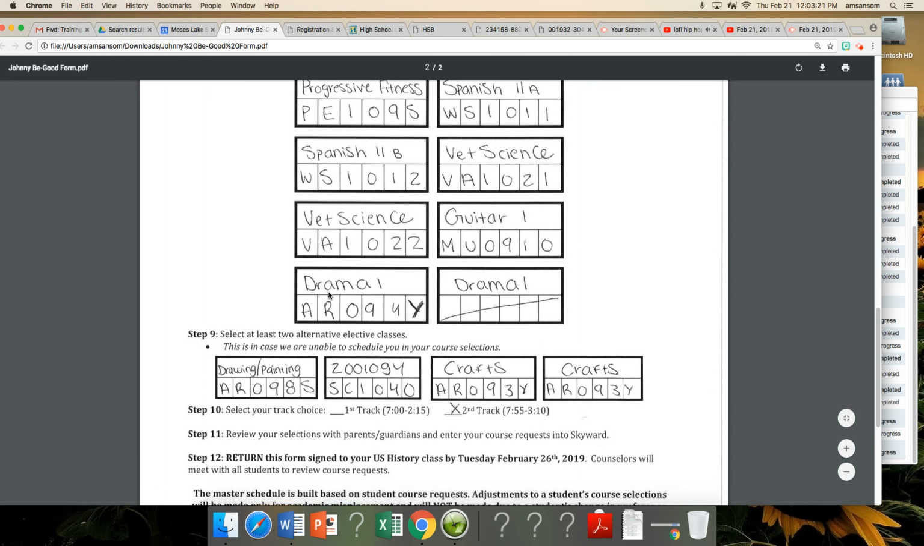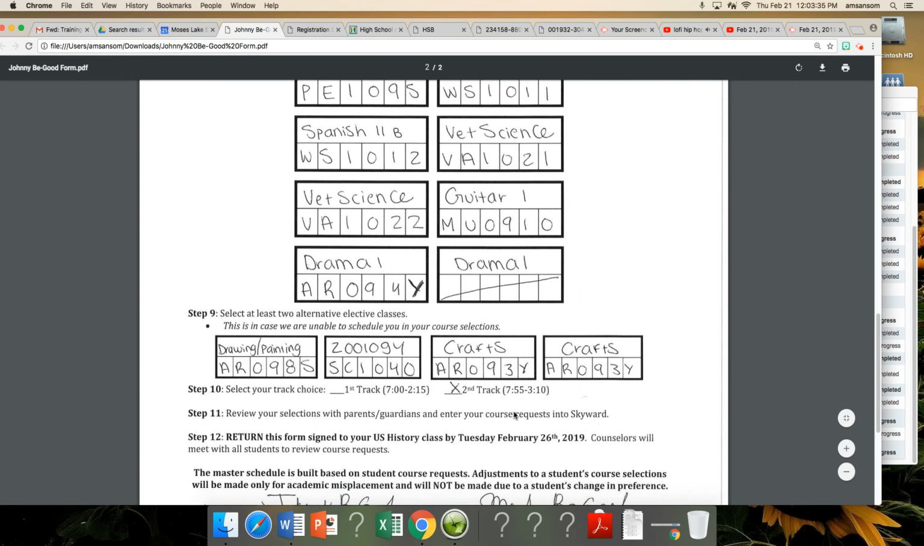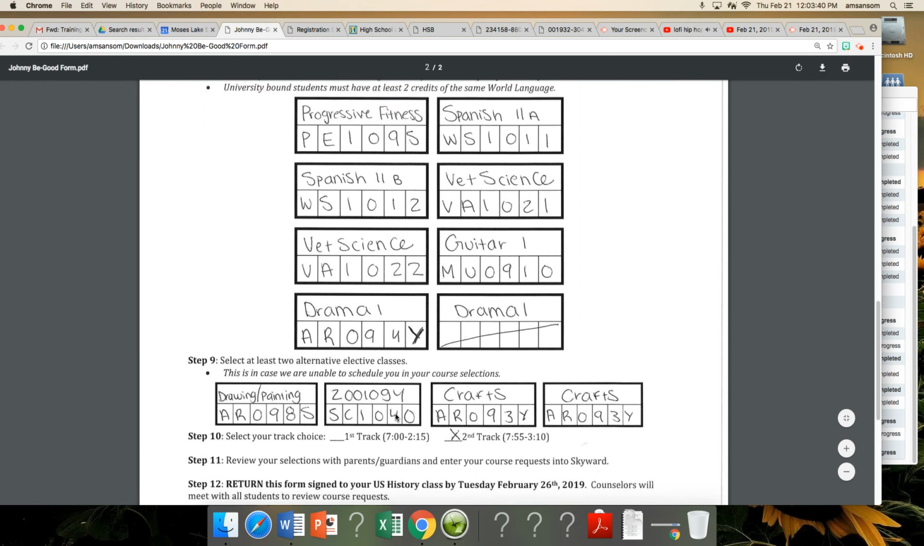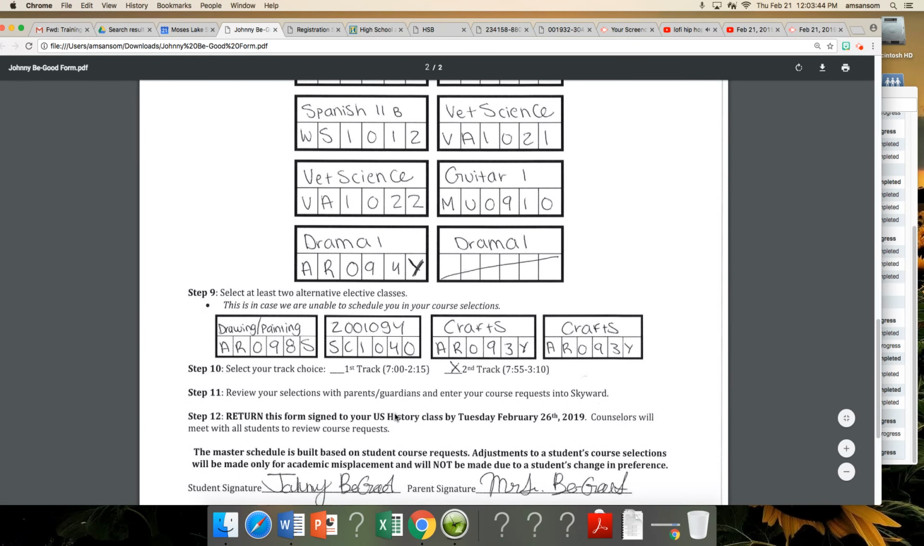Next is step 10. So step 10, he's going to select his track choice. So Johnny doesn't dig being here at 7 o'clock in the morning. He knows he's more of a second track type of person. So he chooses second track to start school at 7:55. Next is step 11. He's going to review the selections with his parent or guardian. Really make sure that these are the classes that he wants to take. He looks it over with a parent, and it looks like everything's filled in good.